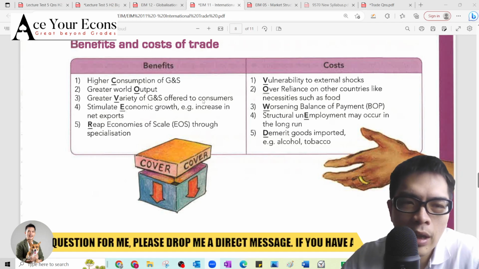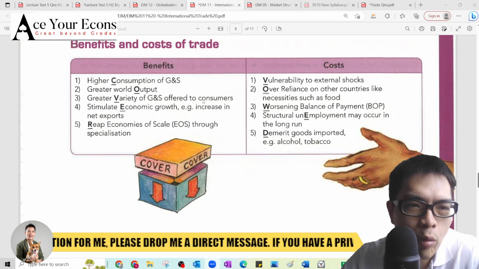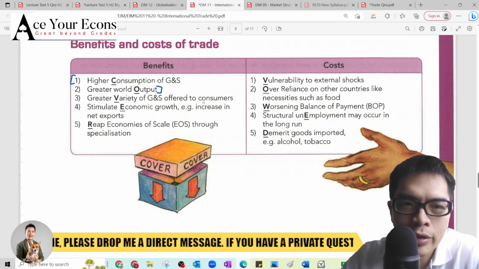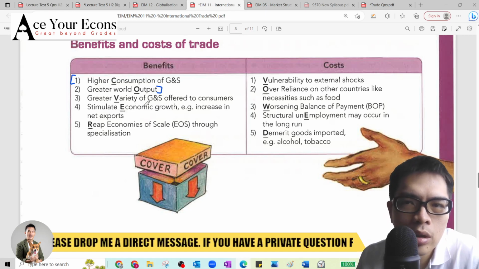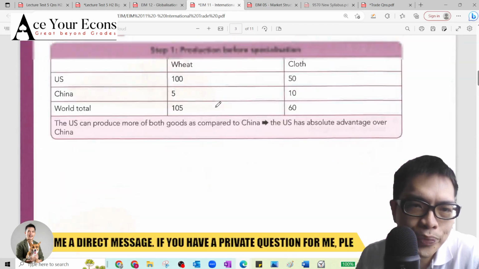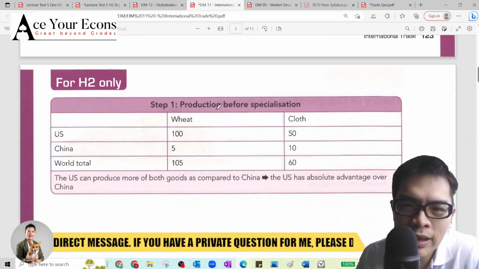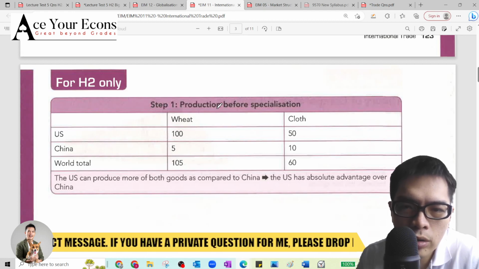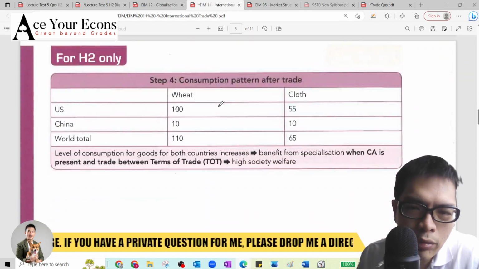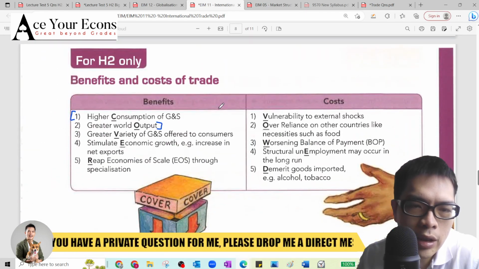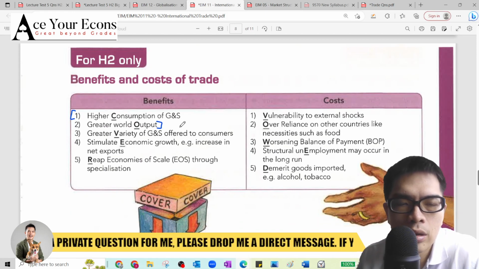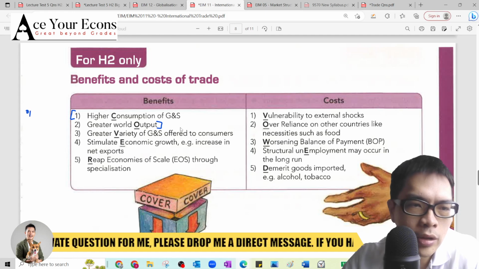For benefits of trade, 1 and 2 are used in conjunction: higher consumption of goods and services and higher world output. If you want to use these 2 points, you will have to look at the 4 tables. The 4 tables were used some time back, I think 2 lessons back. You have to use the opportunity cost table to explain. Only with the opportunity cost table can you effectively illustrate consumption and world output going up.